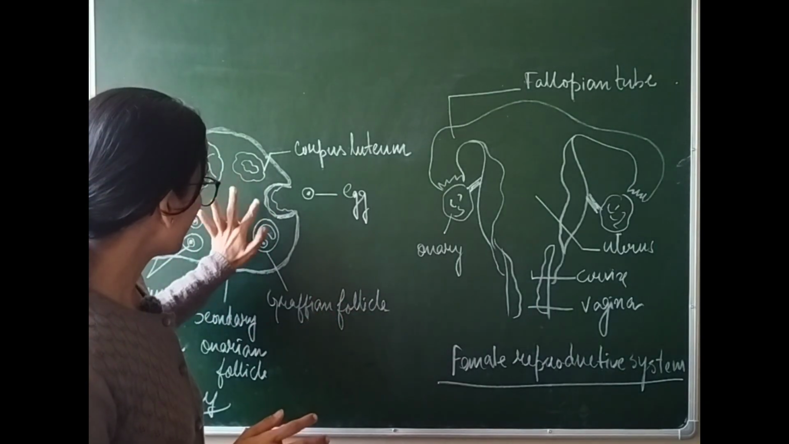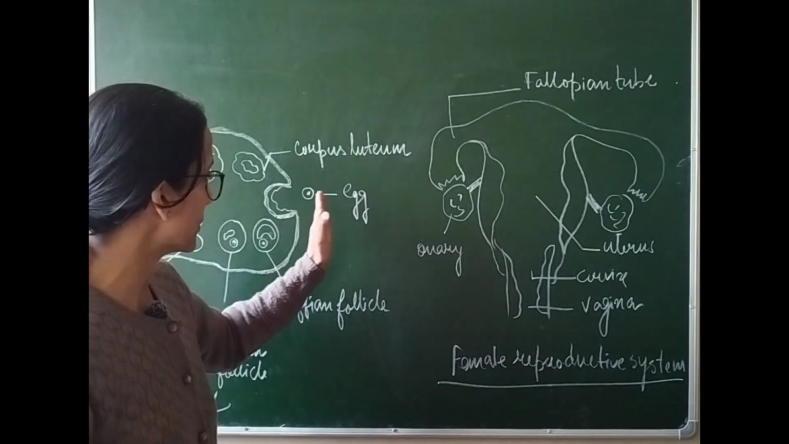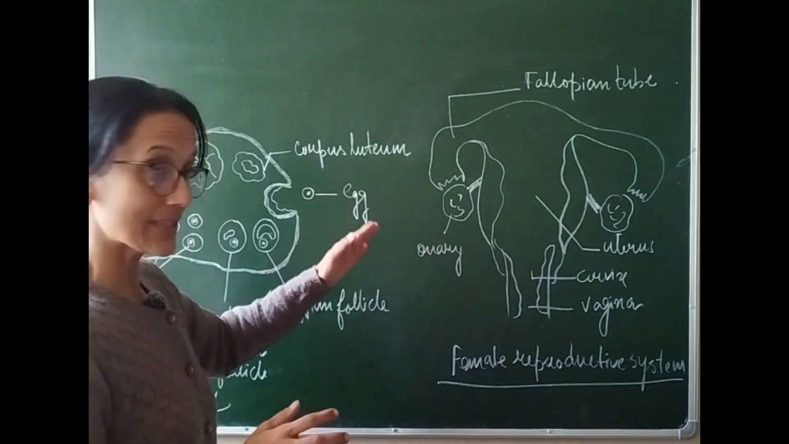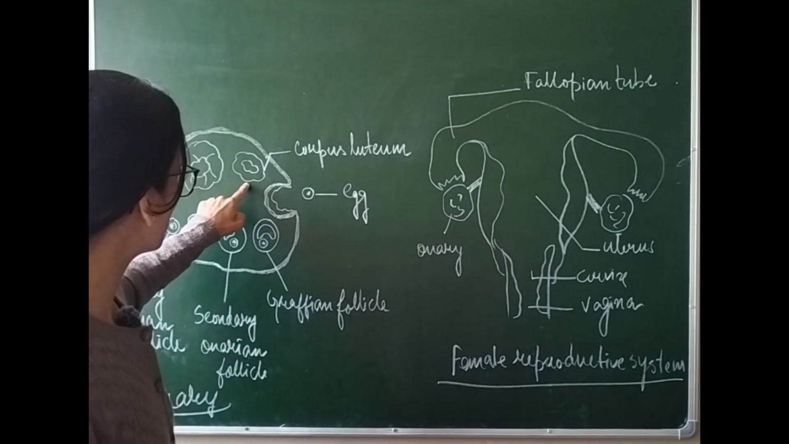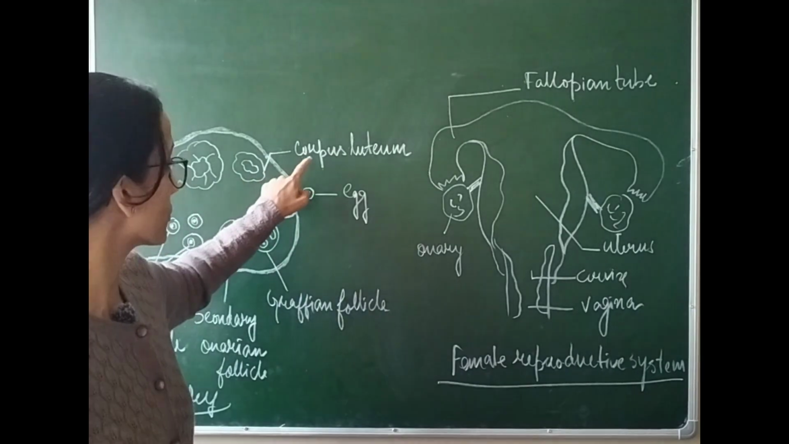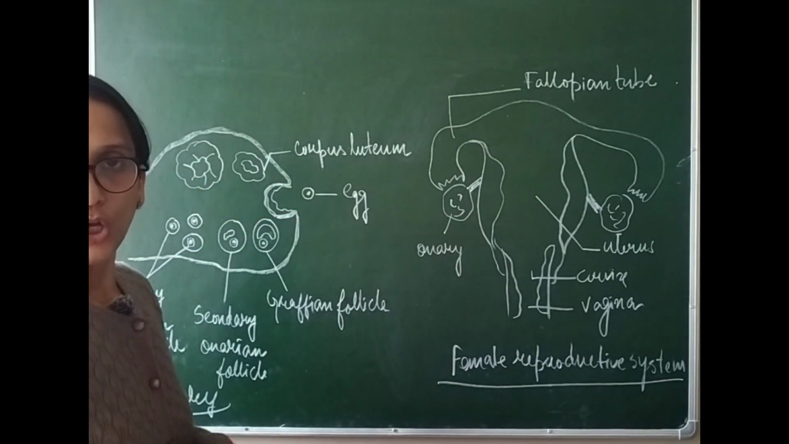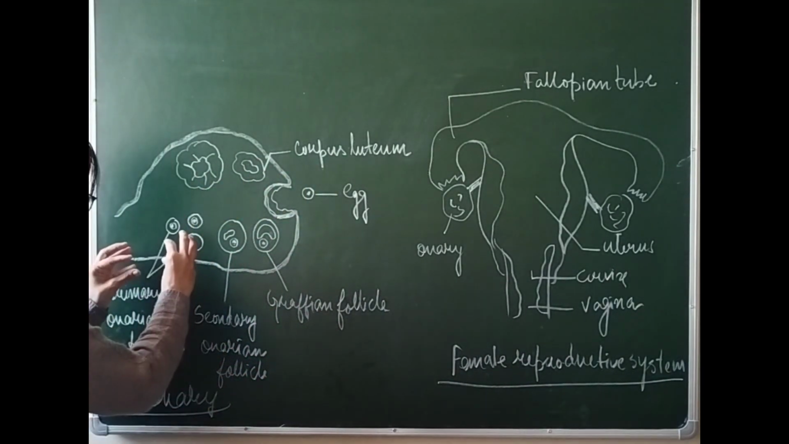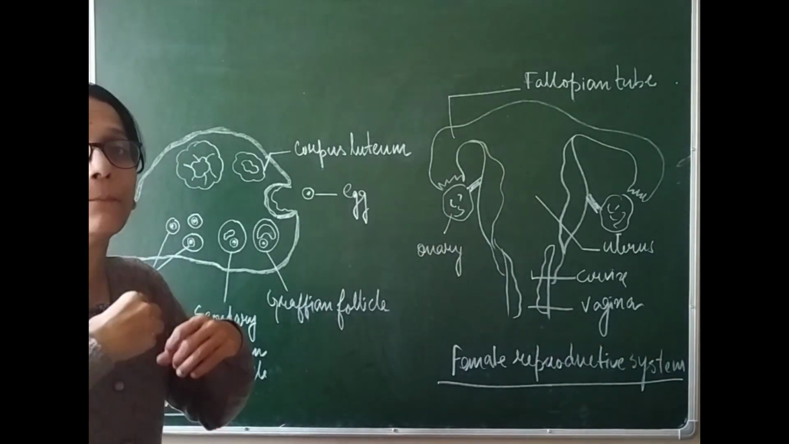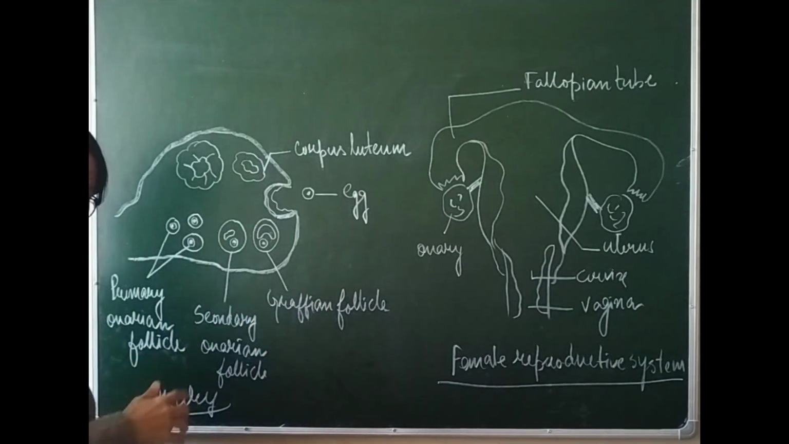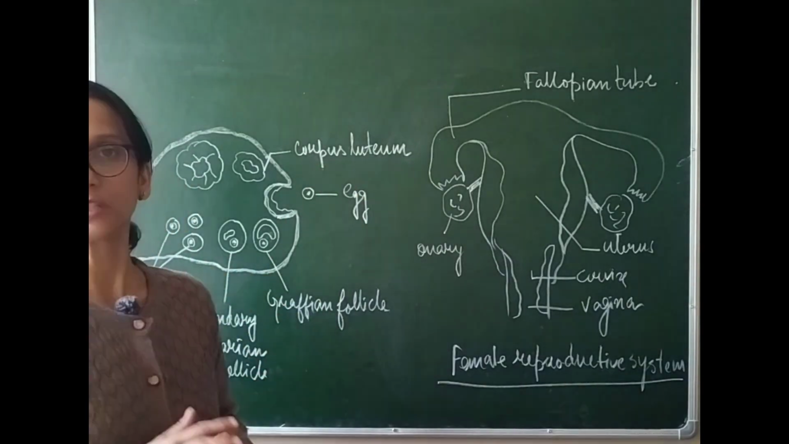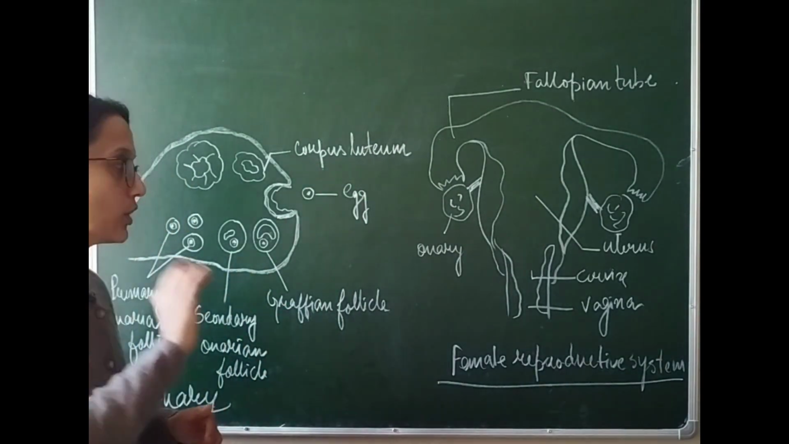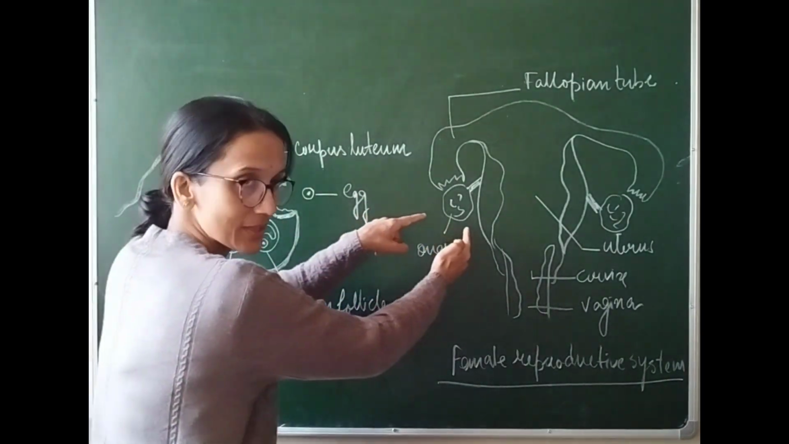So now the Graafian follicle has no egg left in it because it has already released it out, and the dead mass of the Graafian follicle is left behind in the ovary, and it is known as the corpus luteum. So now you know that there are many follicles, out of which the one which can burst to release the egg is known as the Graafian follicle, and the remnant of this Graafian follicle is known as the corpus luteum. Now let us understand what happens to this egg. So now we come to this diagram.